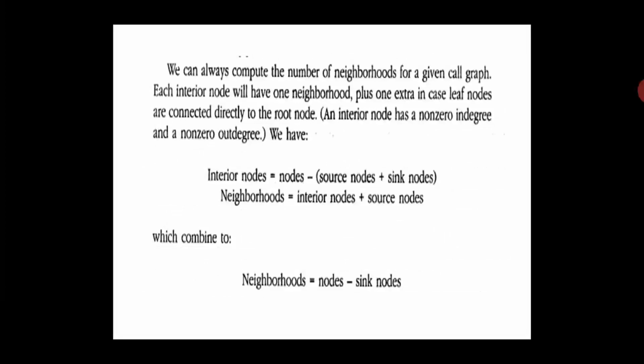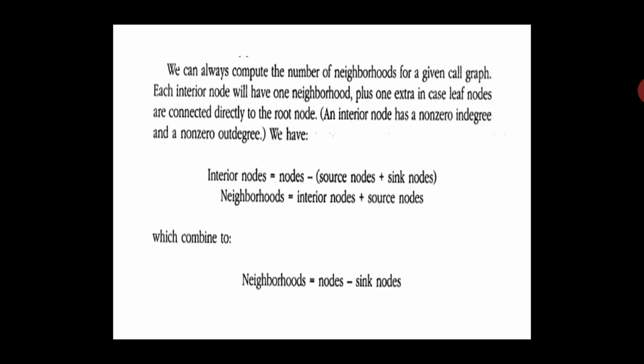Assume that we have 20 nodes, and out of the 20 nodes we have two source nodes as well as two sink nodes. So the interior nodes will become 20 minus 2 plus 2, which means 20 minus 4, that is 16. Then the neighborhood nodes will become 16 plus 2, which is 18.